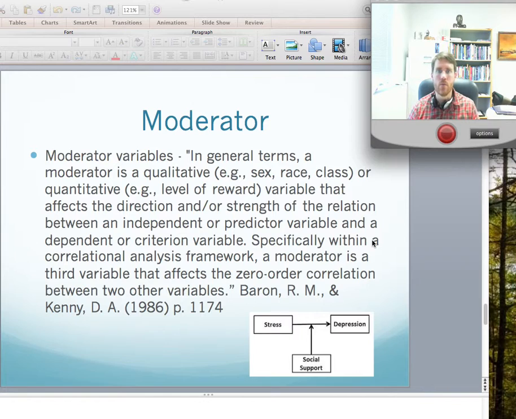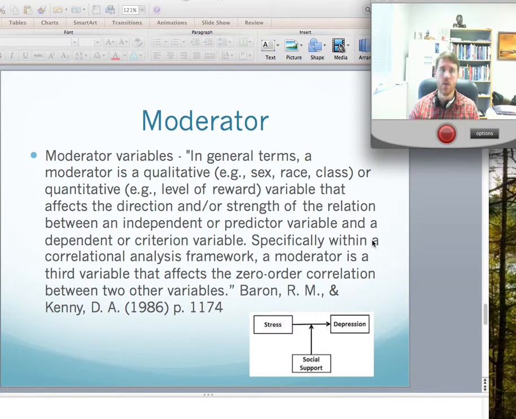So a moderator variable, in general terms, can be a qualitative or quantitative variable that affects the direction or the strength of the relationship between an independent or predictor variable and a dependent or criterion variable. Specifically within a correlation analysis framework, a moderator is the third variable that affects the zero-order correlation between two other variables. So in this model, you can see that stress can lead to depression. But there can be a moderator variable that can reduce the amount of depression.